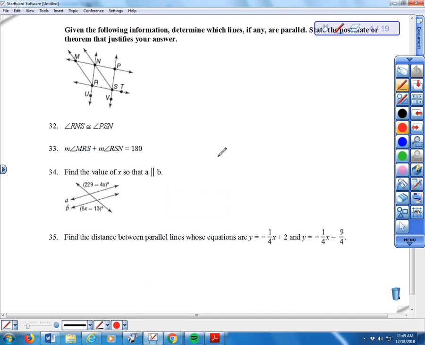Number 32. Given the following information, determine which lines, if any, are parallel. If angle RSN is congruent to PSN, which two lines are parallel?